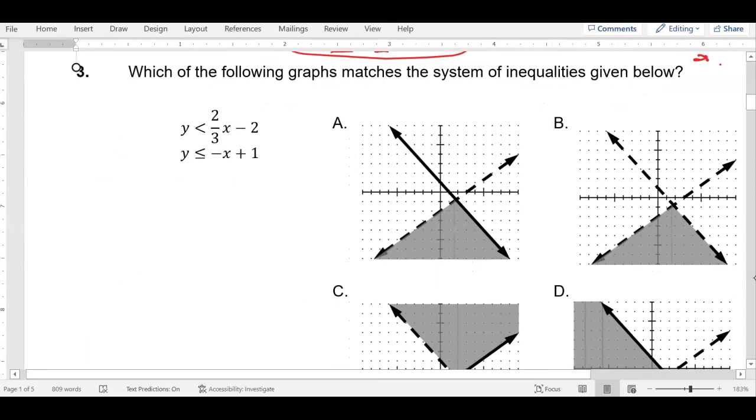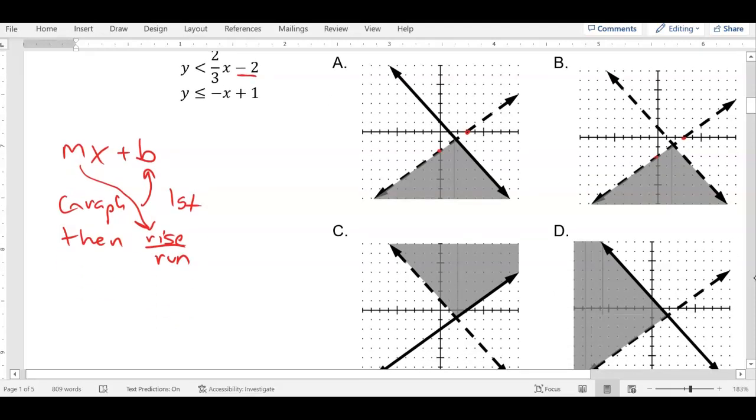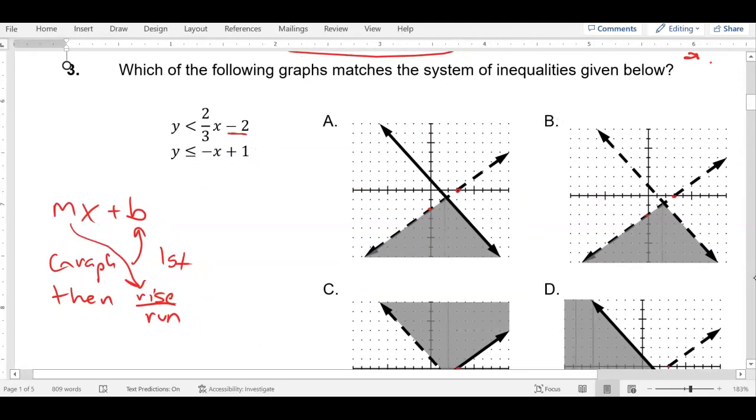Okay. So please remember when you're graphing mx plus b, graph the b first, then rise over run. On this one, let's go ahead and see which one has a point at -2 and then it rises 2, runs 3. Okay, these all look like they have the right lines. The question is, what about the type of line?